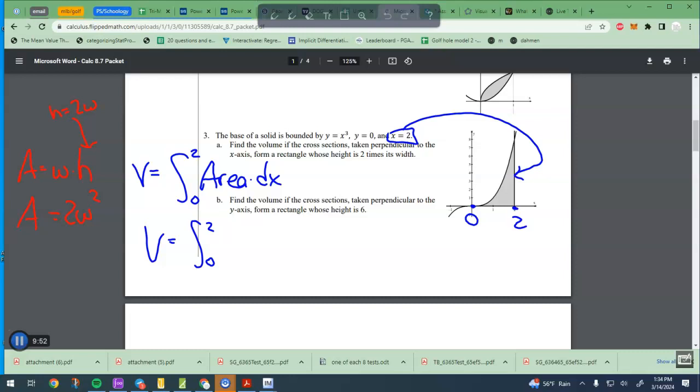So the area of this shape, the volume of this shape, is going to be integrating the area, and the area is 2 times the width squared. Sammy, if you got questions on anything I've done so far.